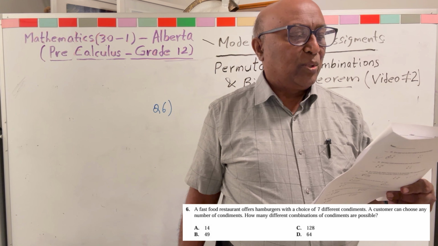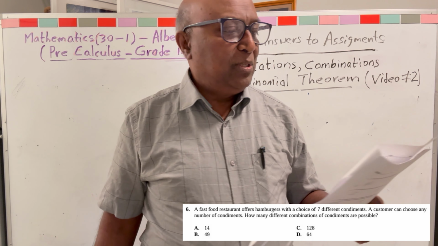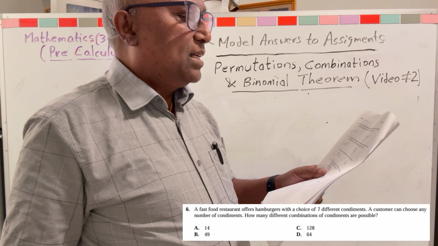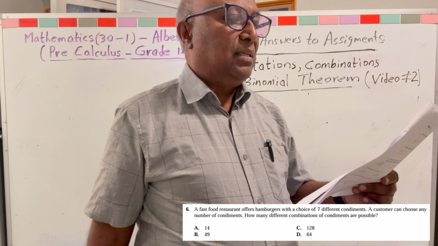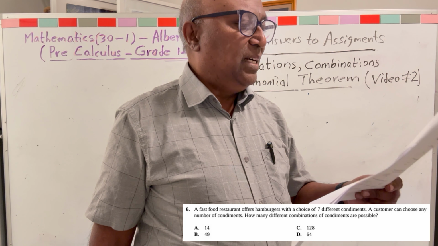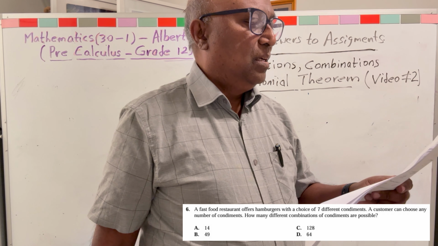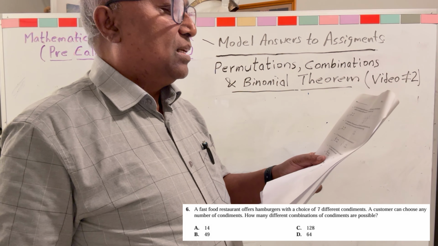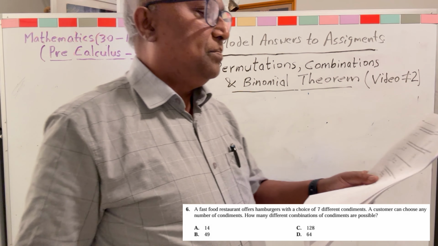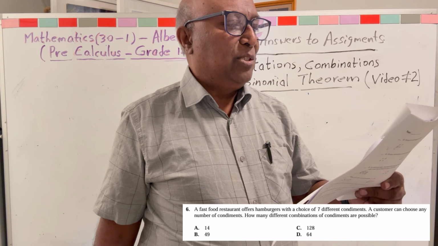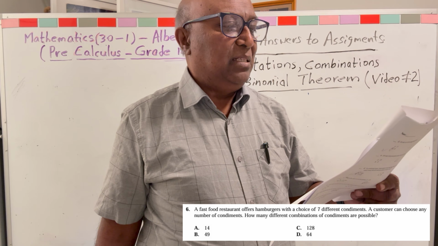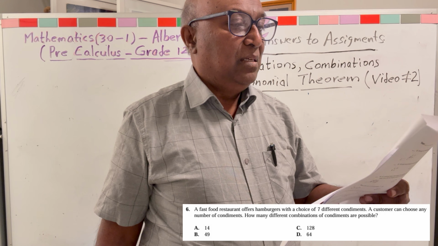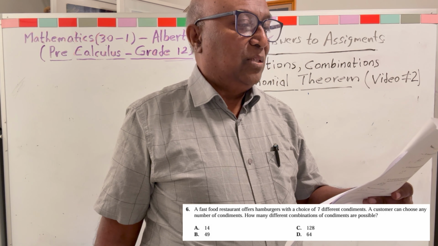Question number 6 says, a fast food restaurant offers hamburgers with the choice of 7 different condiments. Customer can choose any number of condiments. How many different combinations of condiments are possible? Fast food restaurant offers hamburgers with 7 different condiments. How many different combinations of condiments are possible?